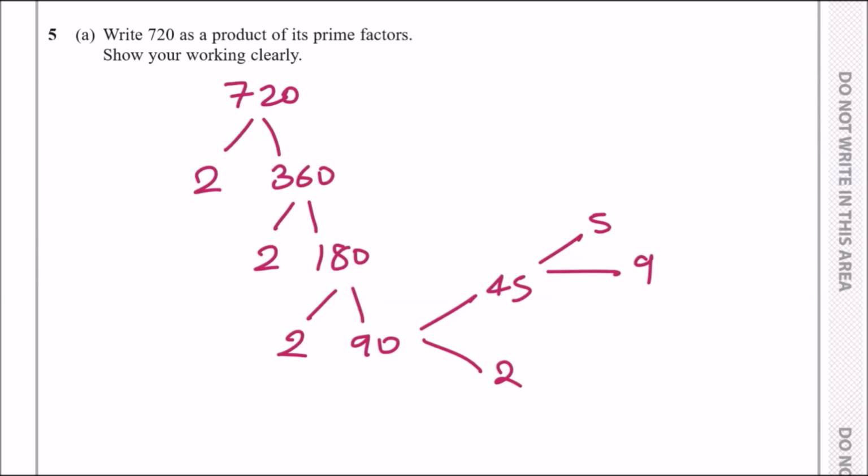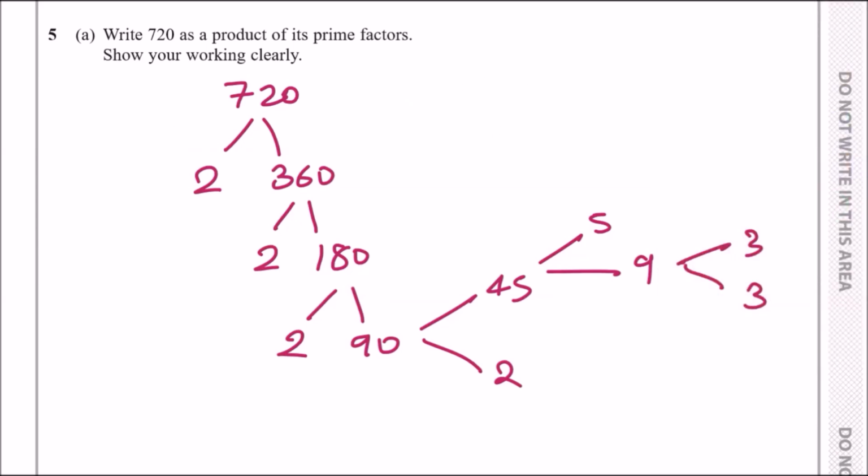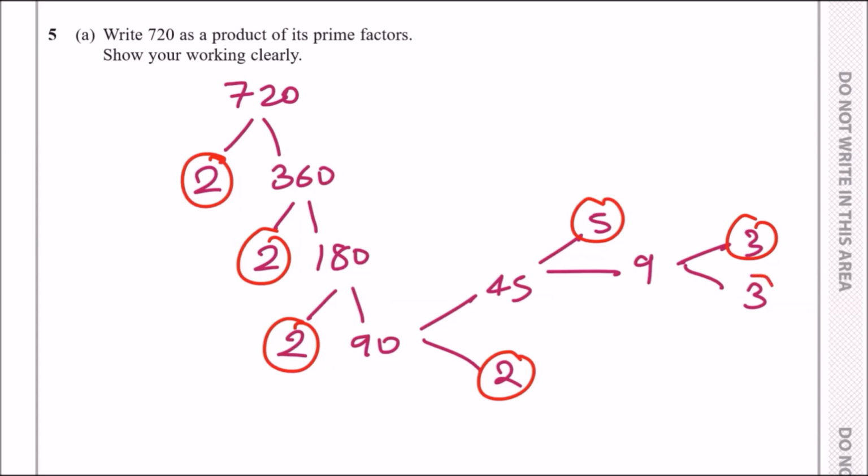Nope. Dividing 9 now. Well, 9 can be broken up as 3 by 3. And that's it. So you've literally found the products. Now all you want to do at this stage is just circle your last legs. So for example, you're going to circle this 2, 2, 2, 2, 5, 3, and 3. And now we're going to go ahead and collect them, yeah?